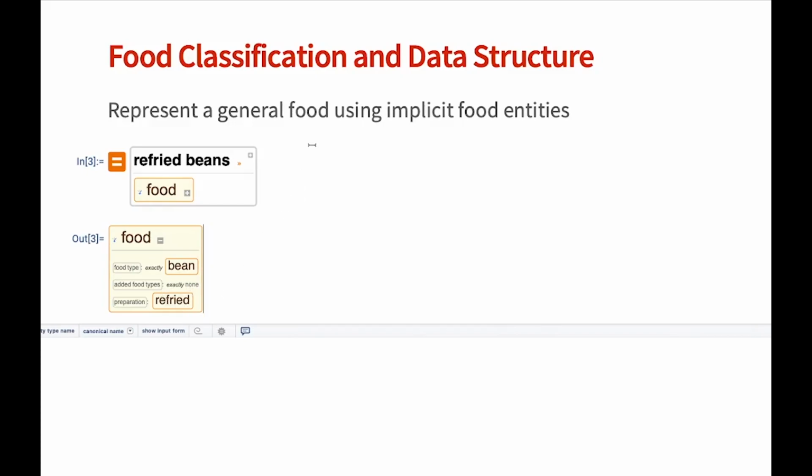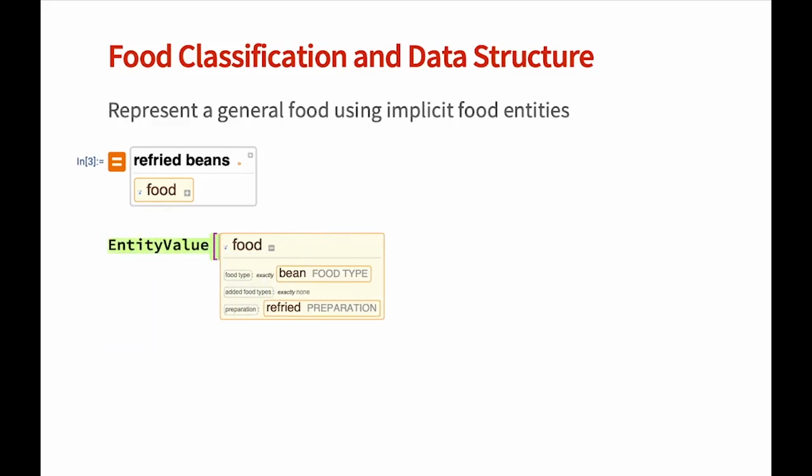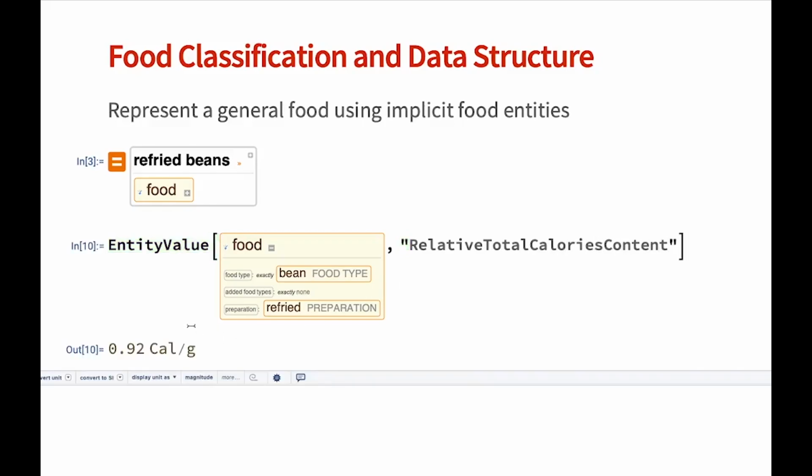And you can actually get nutritional information for this type of food as well. So if we were to wrap this in entity value and ask for relative total calories content, like this, it'll give us an average value for all of the foods that live inside of this implicit entity.